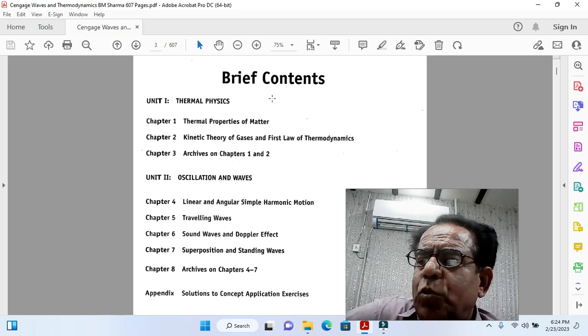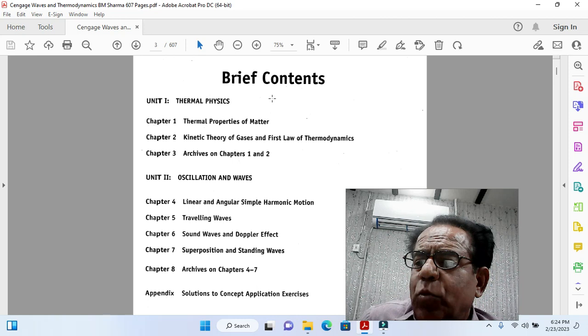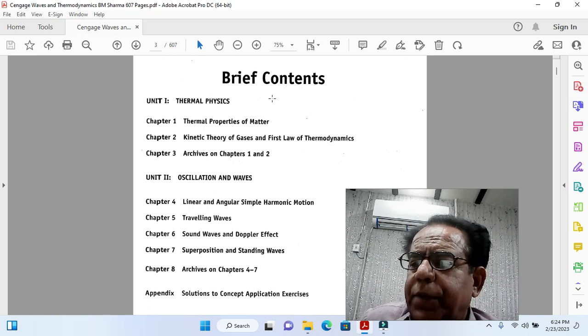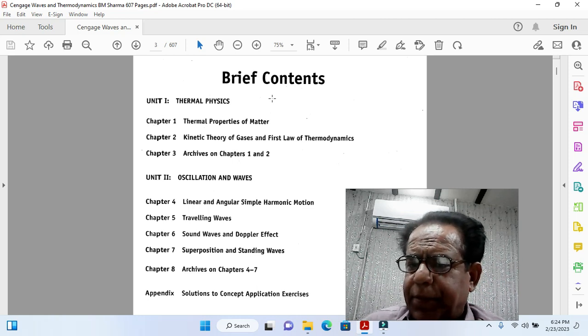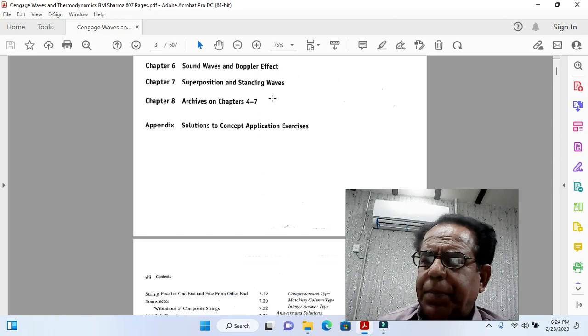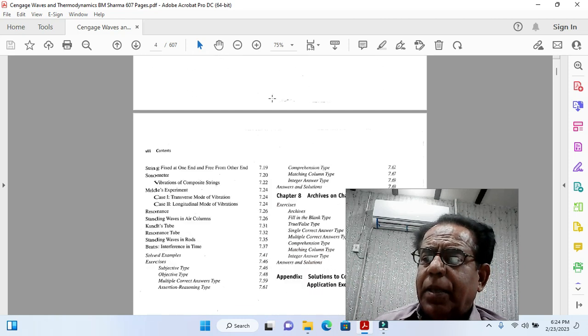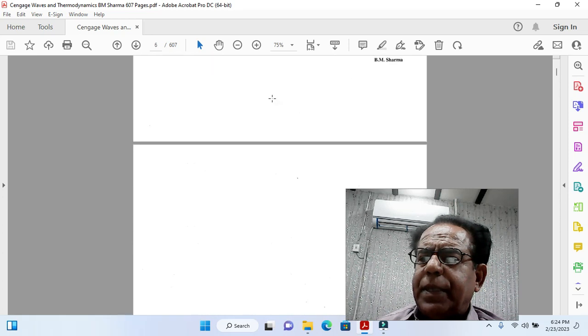Archives on chapters 1 and 2. Unit 2, oscillation and waves. Linear and angular simple harmonic motion, traveling waves, sound waves and Doppler effect, superposition and standing waves. Archives on chapters 4 to 7. Then appendix, then preface.